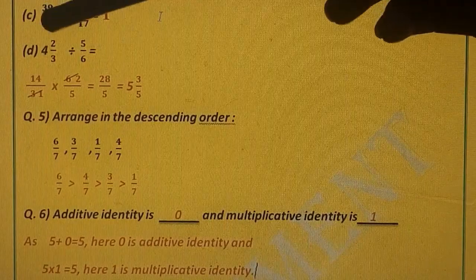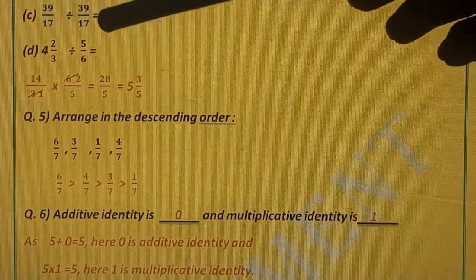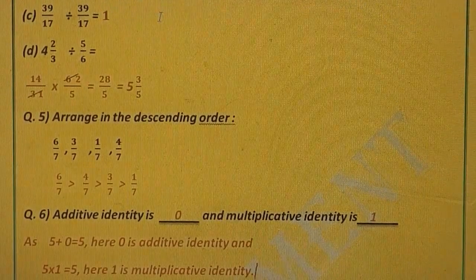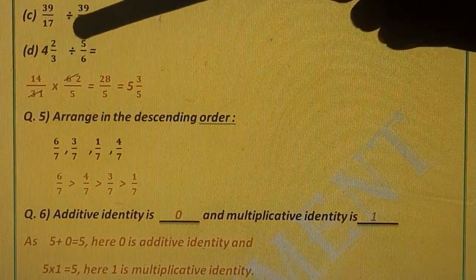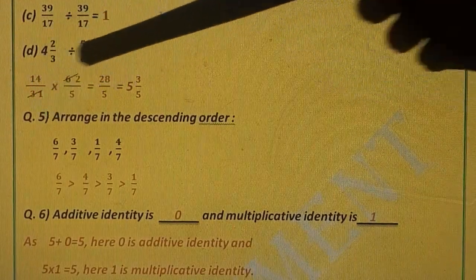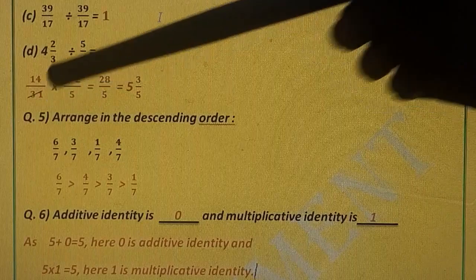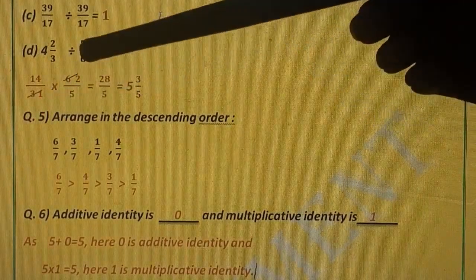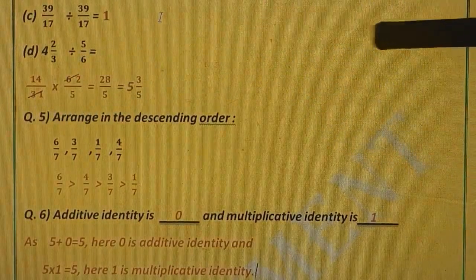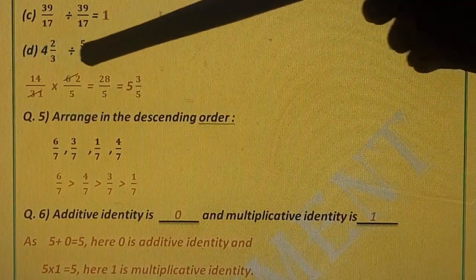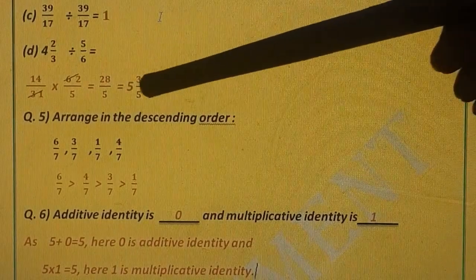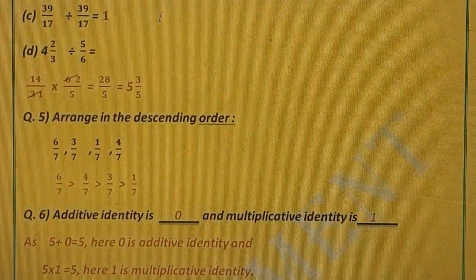C part is here: 39 upon 17 divided by 39 upon 17. When a fraction is divided by itself, the answer is 1. D part: 4 whole 2 upon 3 divided by 5 upon 6. 4 3s are 12. 12 plus 2 is 14. 14 upon 3 multiplied by, division is replaced by multiplication, so multiply by 6 upon 5. We will take the reciprocal. 3 ones are 3. 3 twos are 6. No more cutting is there. 14 twos are 28. 1 5 is 5. 28 divided by 5 will give you the answer 5 whole 3 upon 5.